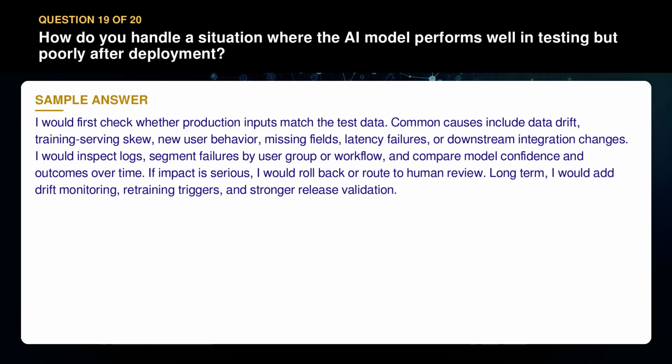I would first check whether production inputs match the test data. Common causes include data drift, training serving skew, new user behavior, missing fields, latency failures, or downstream integration changes. I would inspect logs, segment failures by user group or workflow, and compare model confidence and outcomes over time. If impact is serious, I would roll back or route to human review. Long-term, I would add drift monitoring, retraining triggers, and stronger release validation.